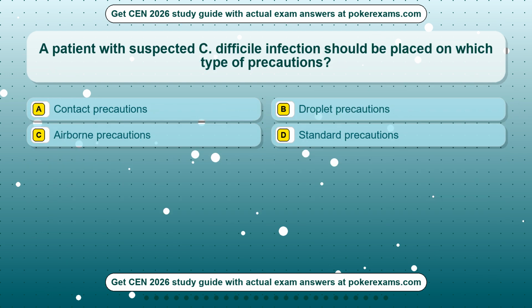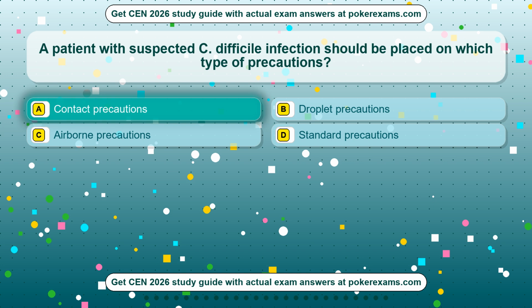Question 10. A patient with suspected C. difficile infection should be placed on which type of precautions? Option A, contact precautions. Option B, droplet precautions. Option C, airborne precautions. Option D, standard precautions. The correct answer is option A.